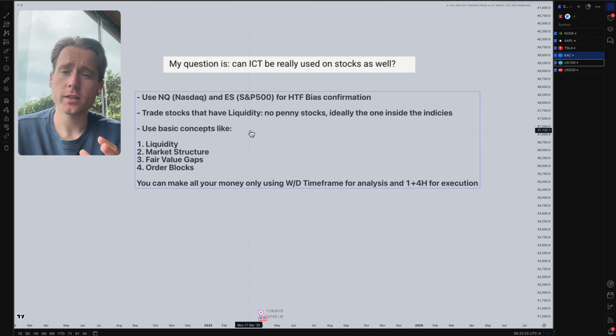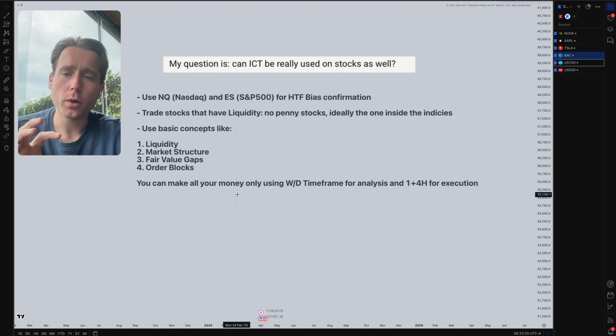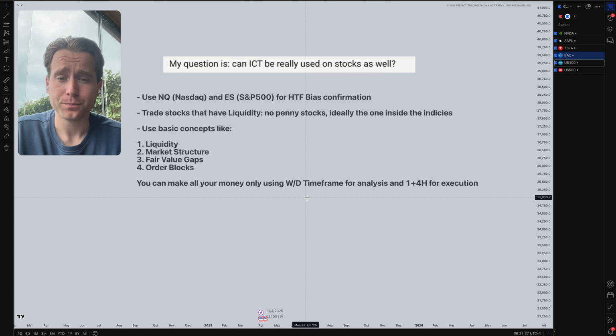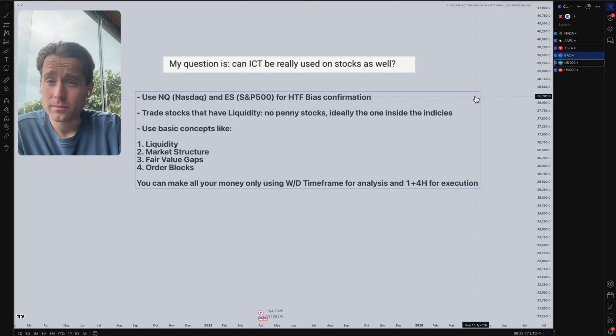And you can make money, very simple. We're going to use the basic ICT concepts. We're going to use liquidity, market structure, fair value gap, and order blocks. And you can make all your money only using the weekly and daily time frame as your higher time frame analysis. And for execution, you can use the 1 and the 4 hour. This means you can swing trade it, you can also intraday trade it, and you can even scalp it.